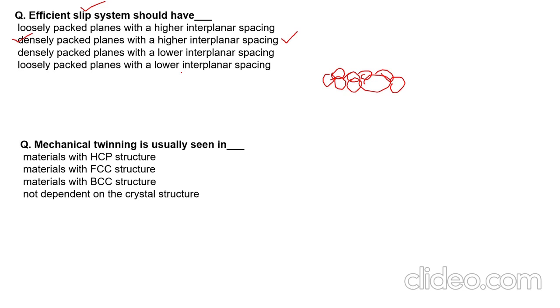So we have the next question that says mechanical twinning is usually seen in materials with HCP structure, materials with FCC structure, with BCC structure, and it is not dependent on crystal structure. So you have to try to answer. So what do you feel is the right answer?